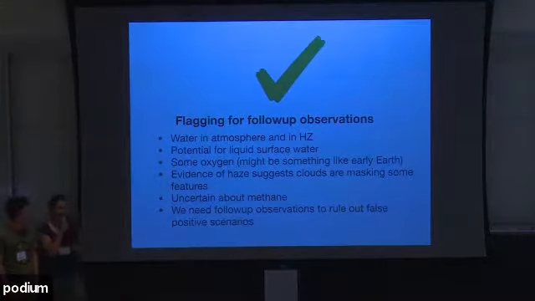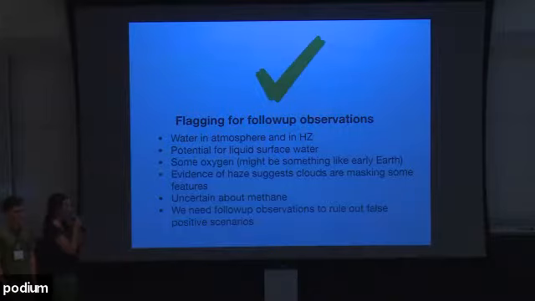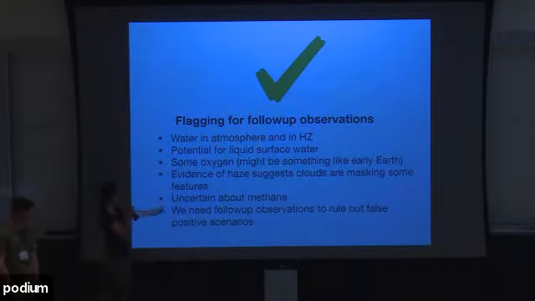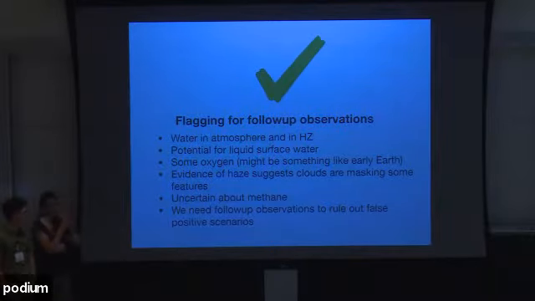So we say, yeah, let's go for follow-up because it's going to be interesting. There is water in the atmosphere, it's in the habitable zone, so there might be liquid water on the surface. We say maybe something like Earth, but maybe in older times. It has hazes, so it can hide some features. It's a bit uncertain about methane because we don't have enough precision on the point. So let's do follow-up. I will pass it to you.